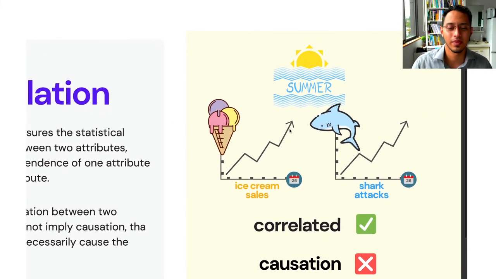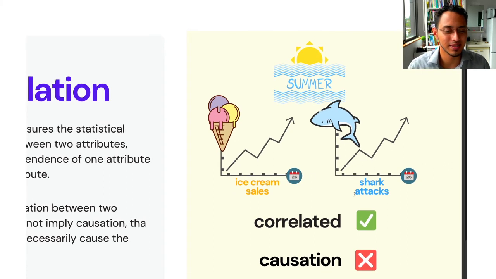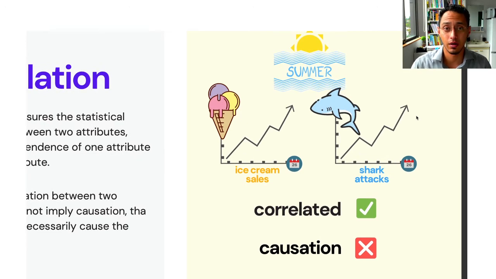In summer, it is well known that as the summer days move on, the sales of ice cream also increase. But as the summer moves on, the number of shark attacks also increases. Ice cream sales do not cause shark attacks, and shark attacks do not cause ice cream sales. But if you look at these two data, they're pretty correlated. They're close to each other. One goes up and the other goes up. So the data are correlated, but there is no causation.